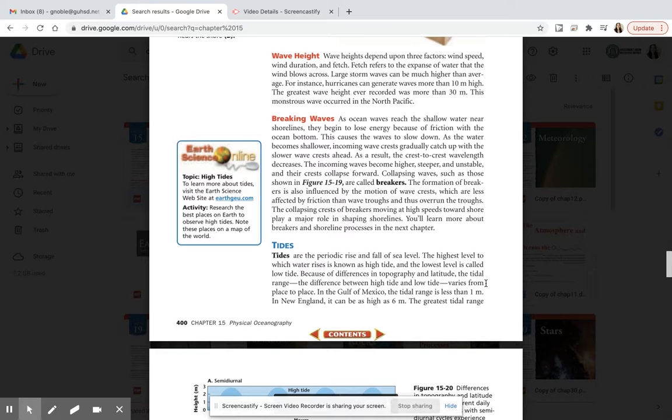The formation of breakers is also influenced by the motion of wave crests, which are less affected by friction than the wave troughs and thus overrun the troughs. The collapsing crests of breakers moving at high speeds towards shore play a major role in shaping shorelines. You'll learn more about breakers and shoreline processes in the next chapter. Tides.